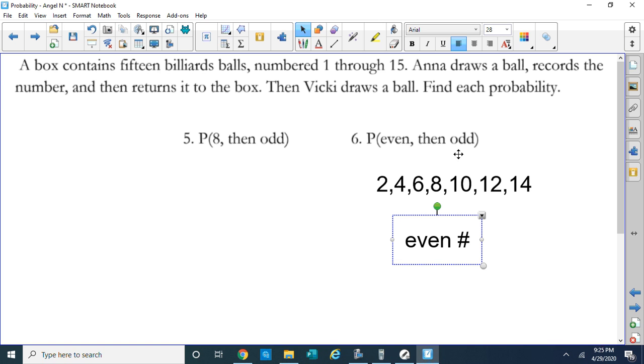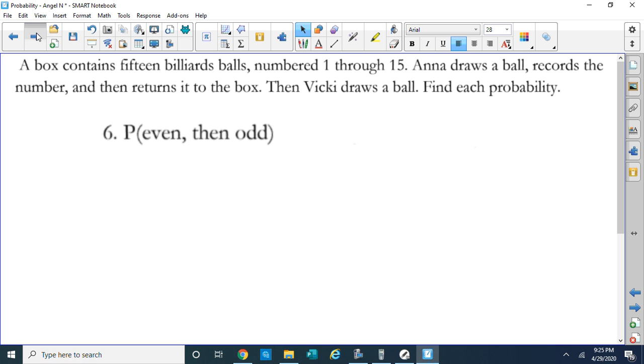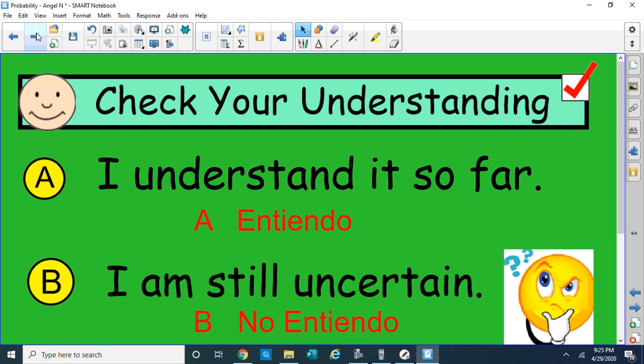So we want even billiard balls. And then, oh, odd. Well, we just had the list of odds. So, Angel, you might want to back up and get those odd numbers. So we want even, then odd. All right? So I'm going to leave that question for you. So check your understanding. Hopefully you got it right. And if not, write down your questions and we'll see what we can do for you.